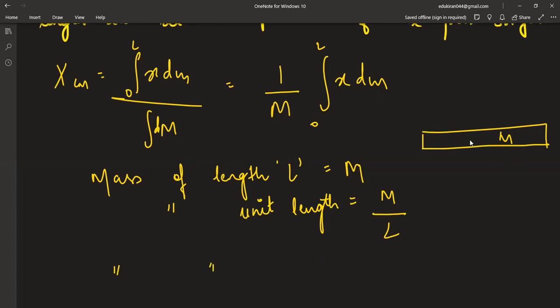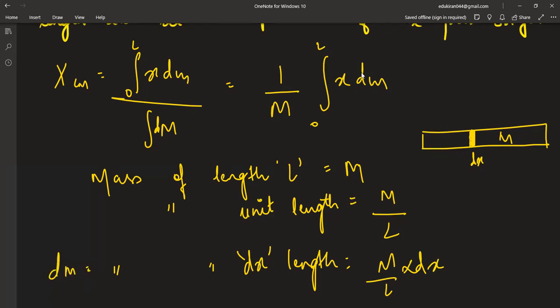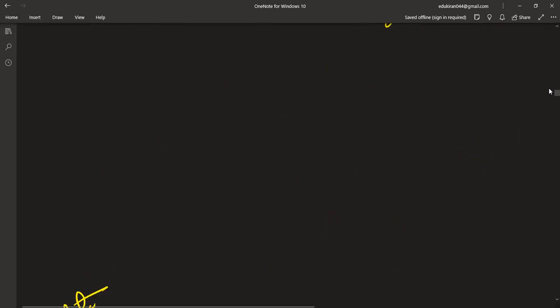So if I want to take this very small portion, this dx, this mass will be the mass of dx length. So mass of one unit length is M by L, and for dx length, it will become M by L into dx. What is the mass of dx length? Mass of dx length was dm. Remember, we started with this, that mass of dx length is dm, and we have found its value, M by L into dx. Now you can substitute in here.